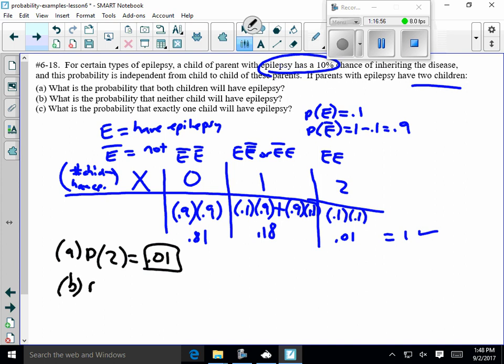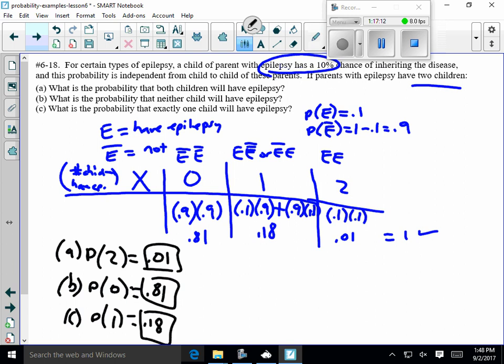The second one is the probability that neither child would have it. That would be 0, and that's the 0.81. And then the third one is the probability that exactly 1 will have it, and that's the middle one, which is 18%. All right. Okay, so that's a pretty good sampling of different kinds of problems that you can see that involve and or used together. Thank you for watching these videos.